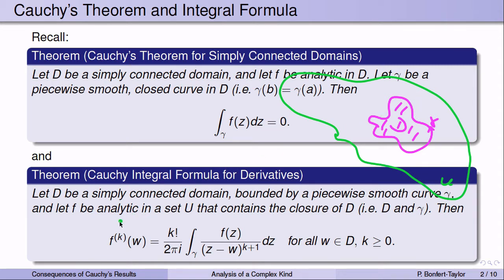The claim is then you can find the kth derivative of f at any point w inside D by integrating over the curve gamma the function f of z divided by z minus w to the k plus first power. Again, this is a very fascinating theorem because when we evaluate this integral, we're only taking account of values of f along the curve gamma. However, those values are able to recover for us values of f and its derivative inside the domain, so inside gamma. It's quite a remarkable theorem.